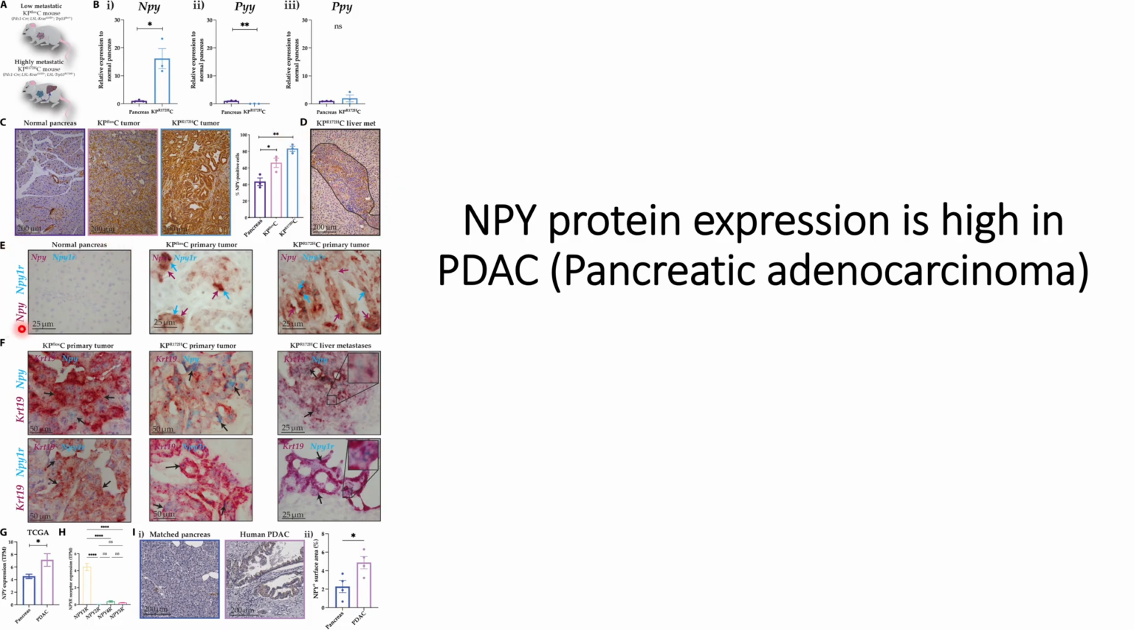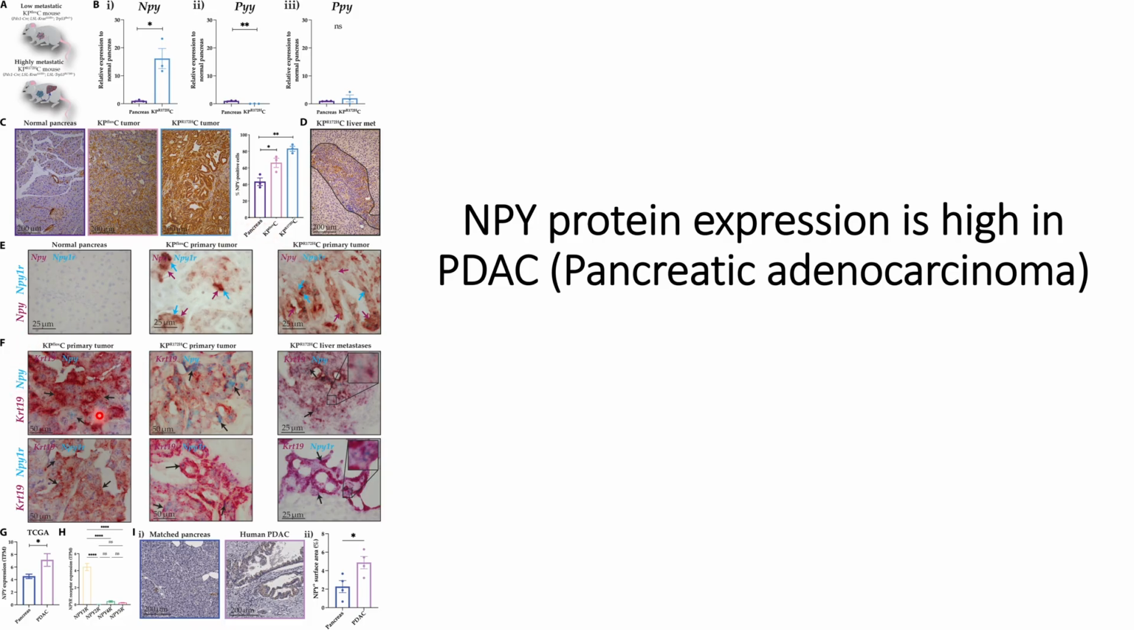Thereafter, they checked the NPY protein and its receptor, whether they are co-expressed or not. And what they were able to find out is that in the case of the normal pancreas, the amounts of NPY and NPYR are very low, almost non-significant. Whereas in the primary tumors in the low metastatic mouse model, they were able to see that both NPY and NPYR coexist, indicating that they exist close to each other, or we can say in the same cancer cells. And the amounts of NPY and NPYR are higher in the highly metastatic models compared to the low metastatic models.